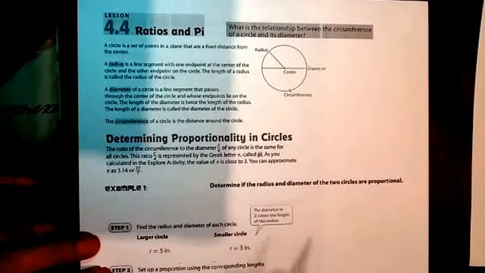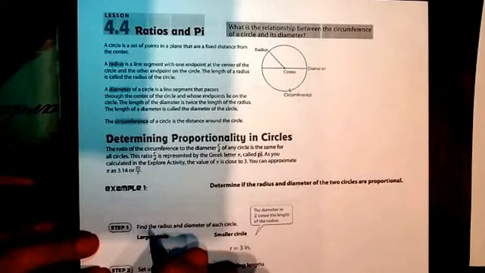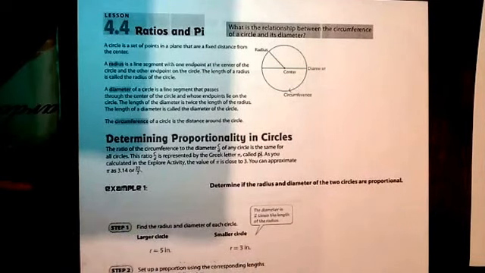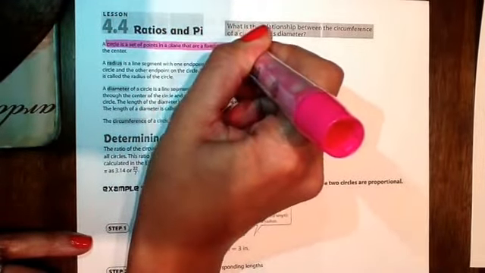Okay, today's lesson 4.4 entitled Ratios in Pi. In it, we're going to learn the relationship between circumference of a circle and its diameter. A circle is a set of points in a plane that are a fixed distance from the center. So this is one of your vocabulary words that you're going to need to know.